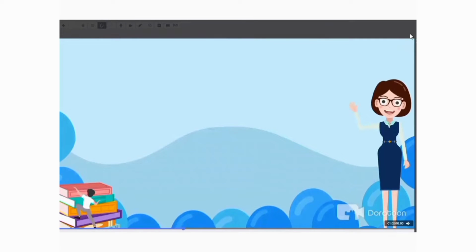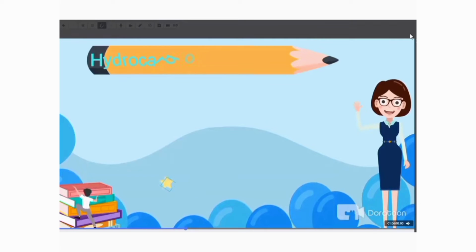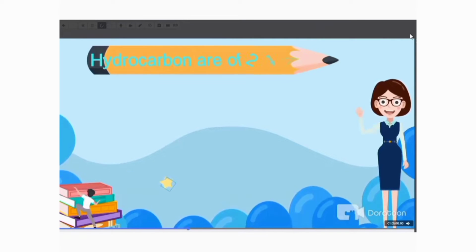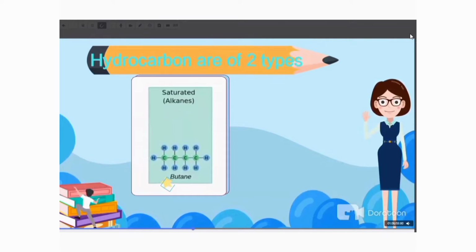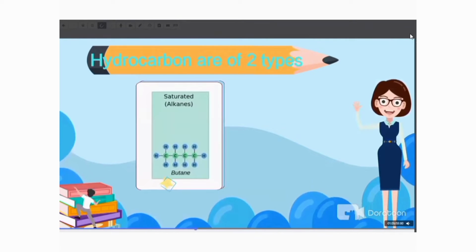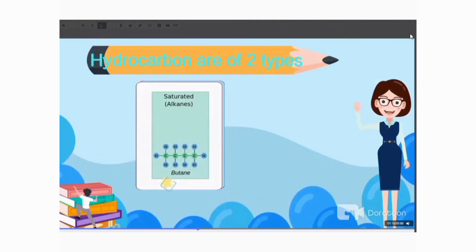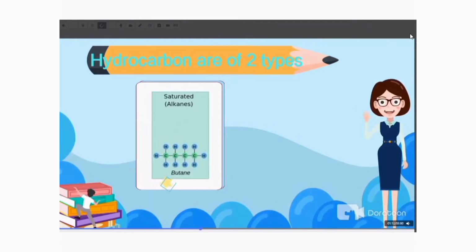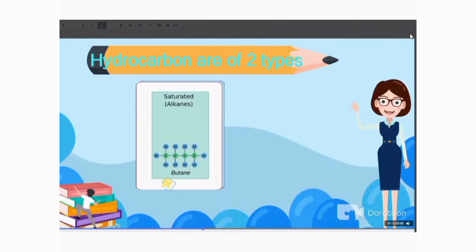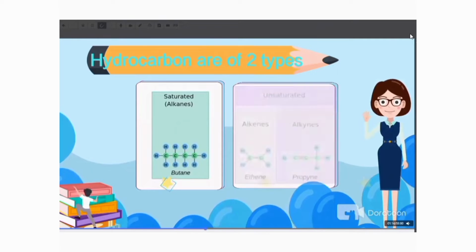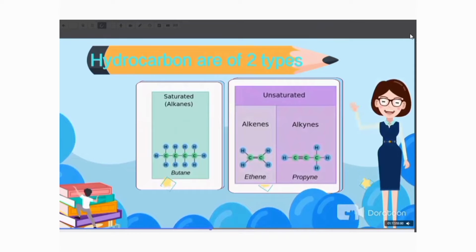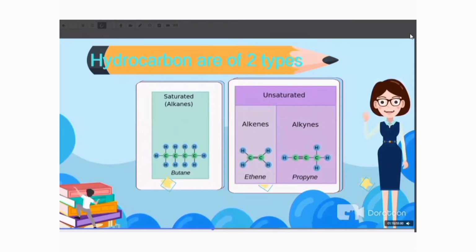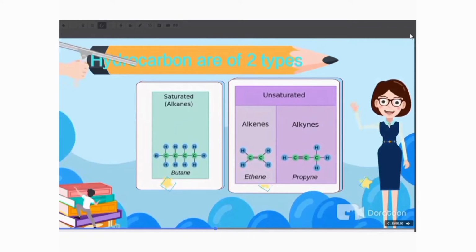Now, we want to study more about hydrocarbons. As we know, hydrocarbons are of two types. The first one, saturated hydrocarbons, or we can say alkanes. For example, we can see butane. And the second one, we have unsaturated hydrocarbons. For example, alkenes and alkynes. For alkenes, we have ethene, and for alkynes, we have propyne.